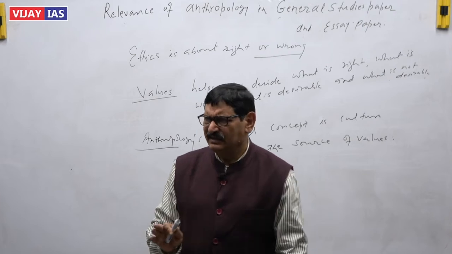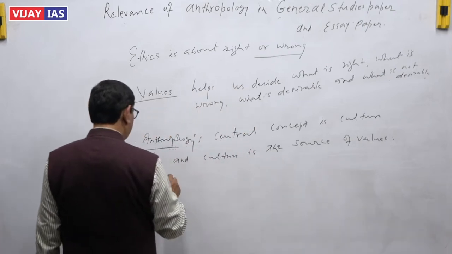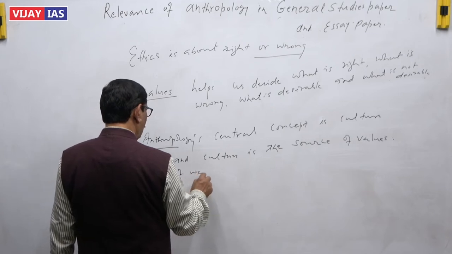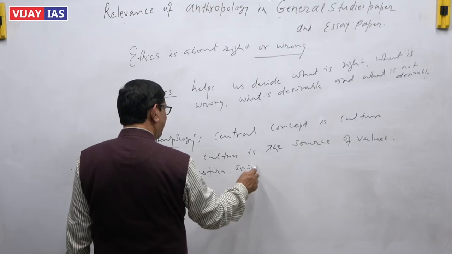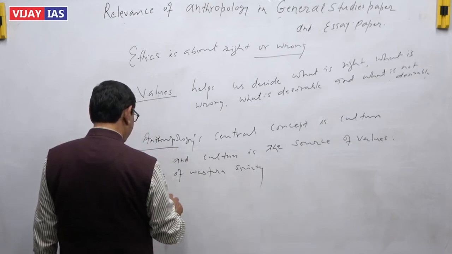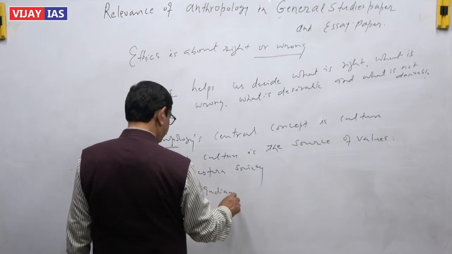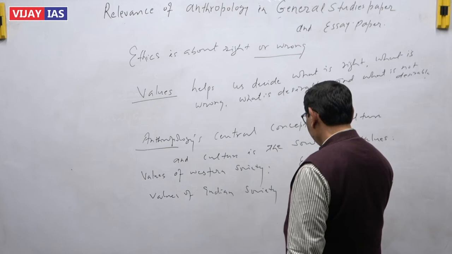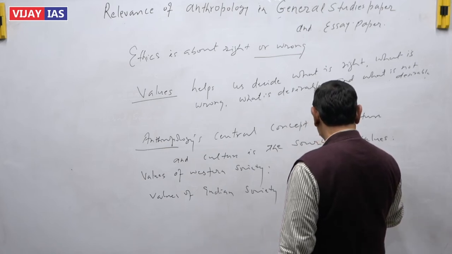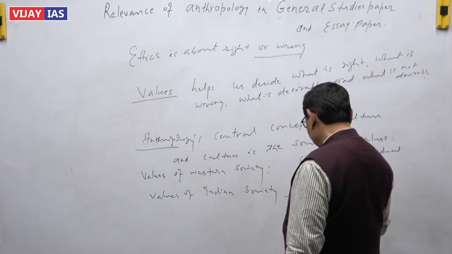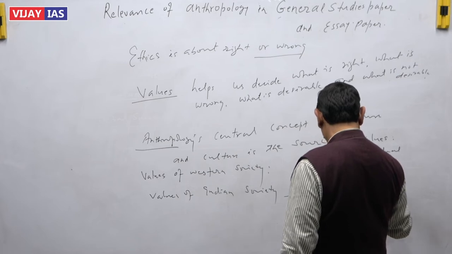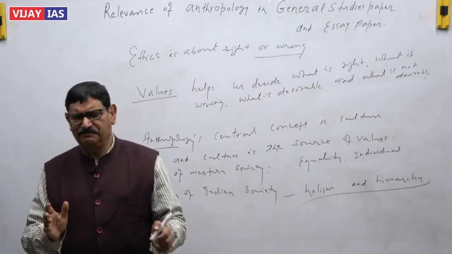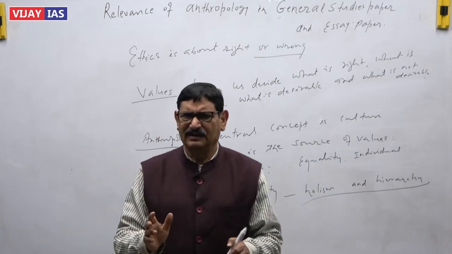I cite a case study: the values of US society, Western society, and Indian society are different. The dominant values of Western society are equality and individualism, and the dominant values of Indian society are holism and hierarchy. Values shape attitude and behavior, your judgment on an issue.